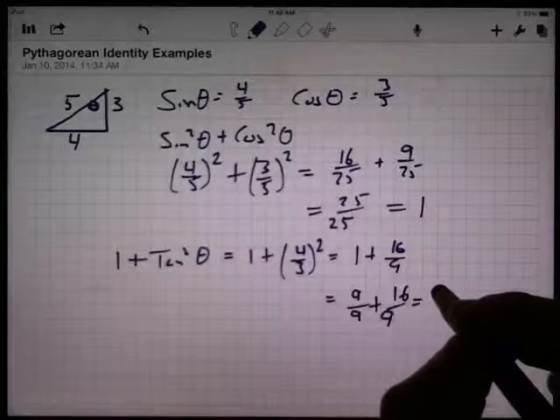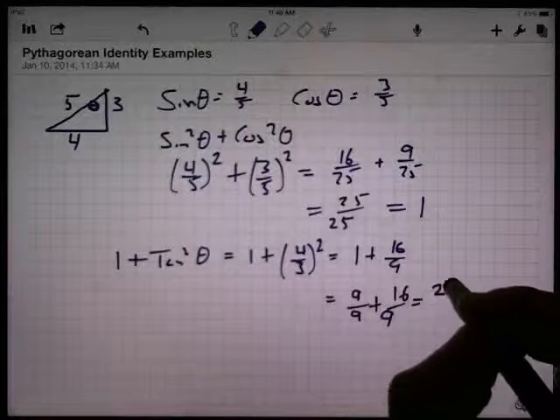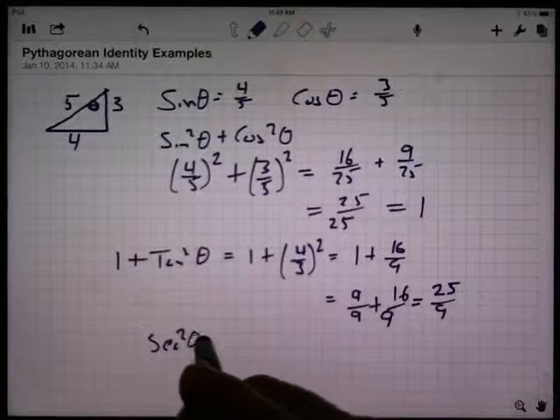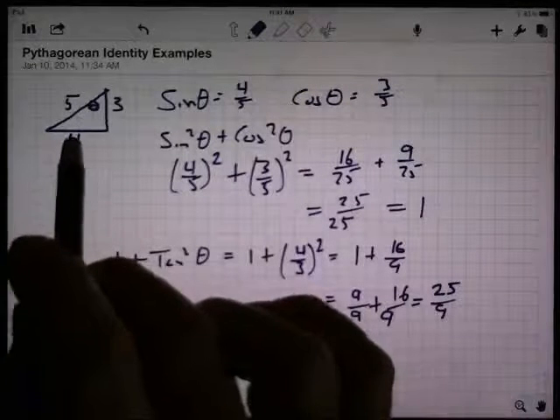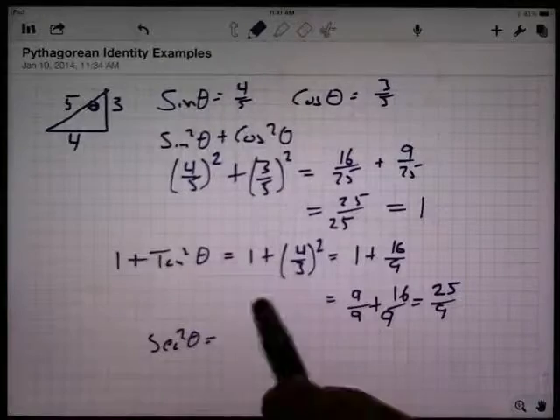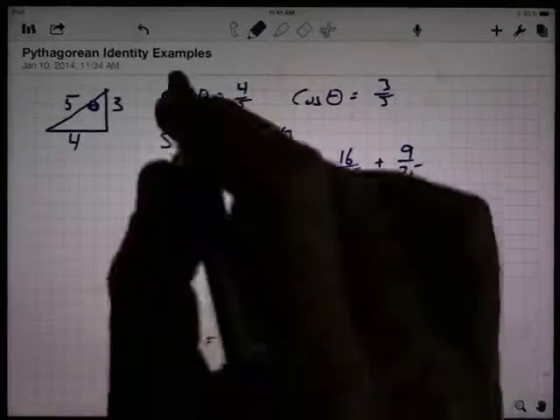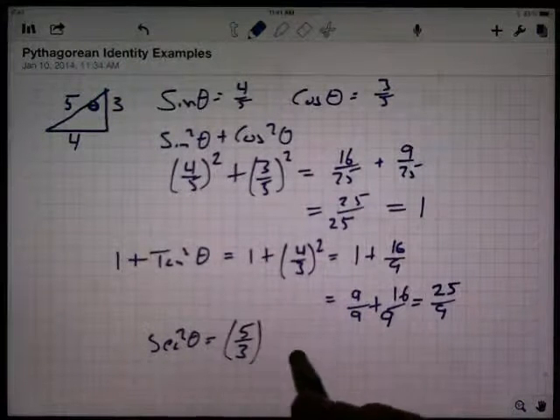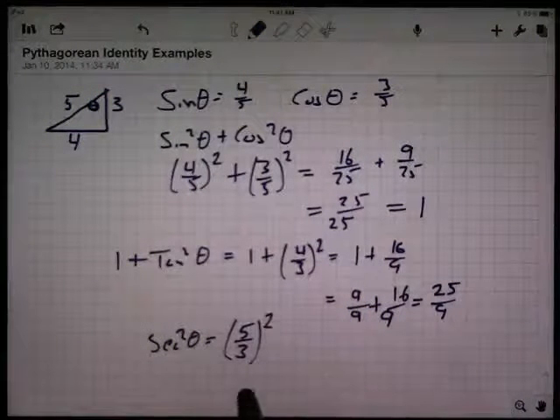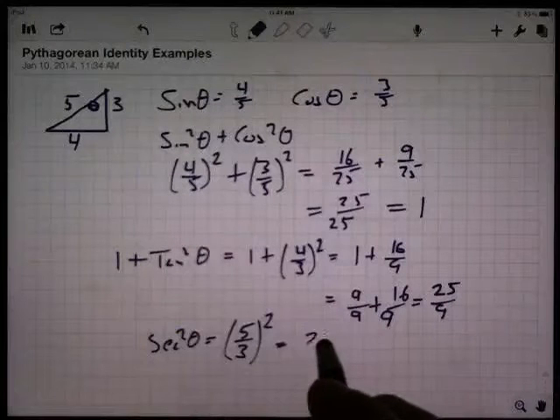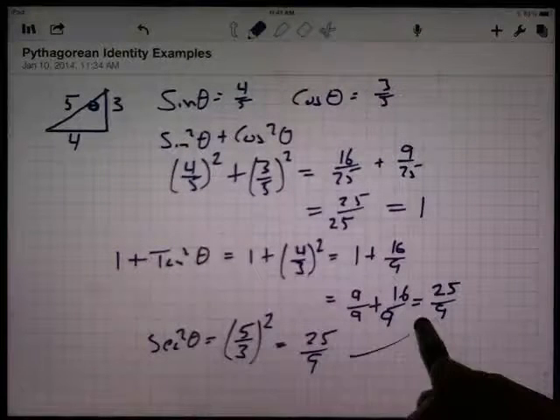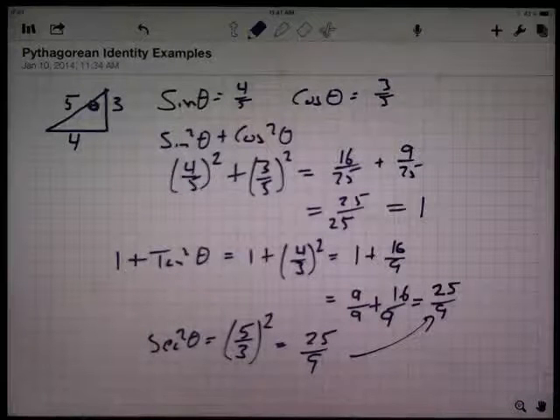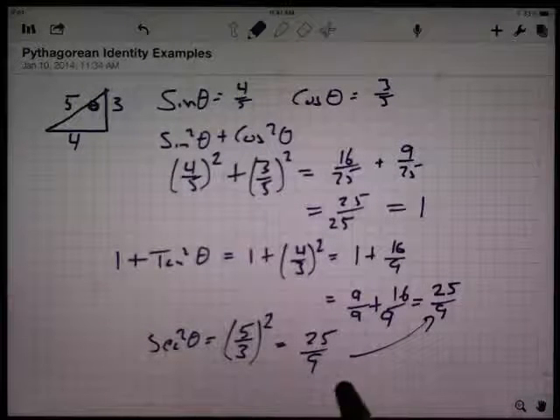This is 25 over 9. Notice that the secant squared of theta is, what's the secant of theta? Secant of theta is the hypotenuse over the adjacent side. So 5 over 3, I almost wrote it upside down, 5 over 3. If I take that and square it, I've got the secant squared, that's 25 over 9. Notice that's the same thing. Secant squared theta and 1 plus tangent squared theta both give you the same result, 25 over 9.